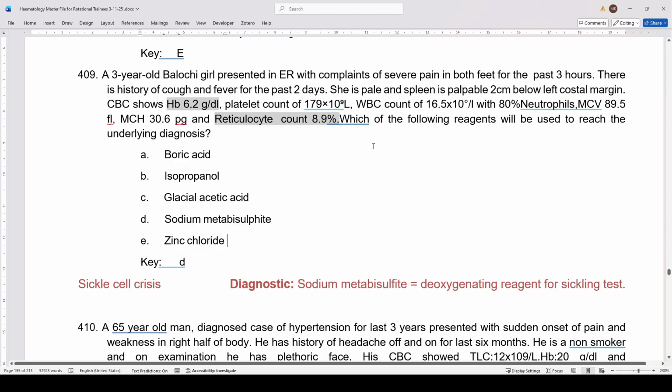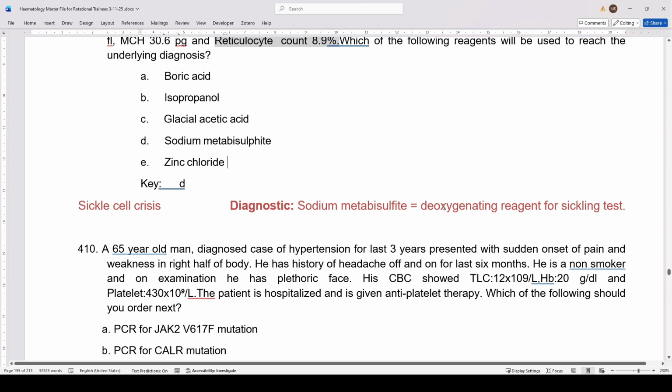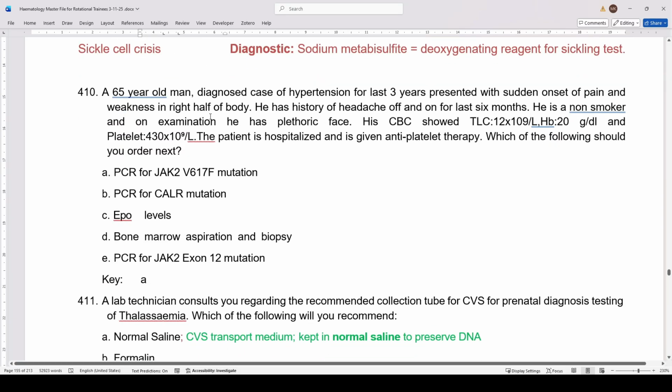Which of the following reagents is used for diagnosing sickle cell disease? It is sodium metabisulfite, because sodium metabisulfite is a deoxygenating reagent for the sickle cell test. That's why we use it in vitro to see the sickling of the cells.